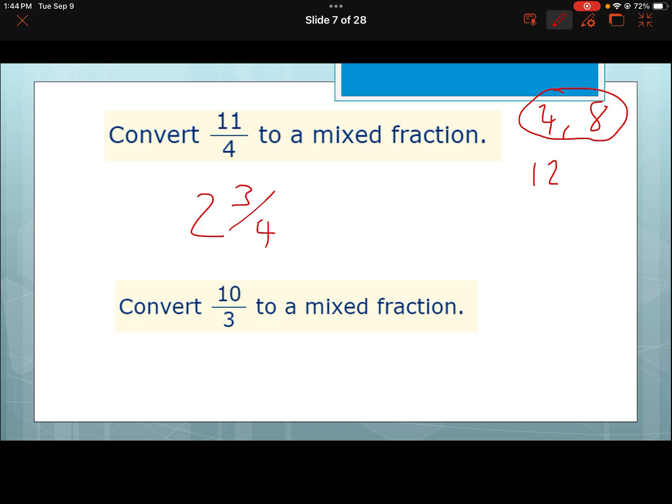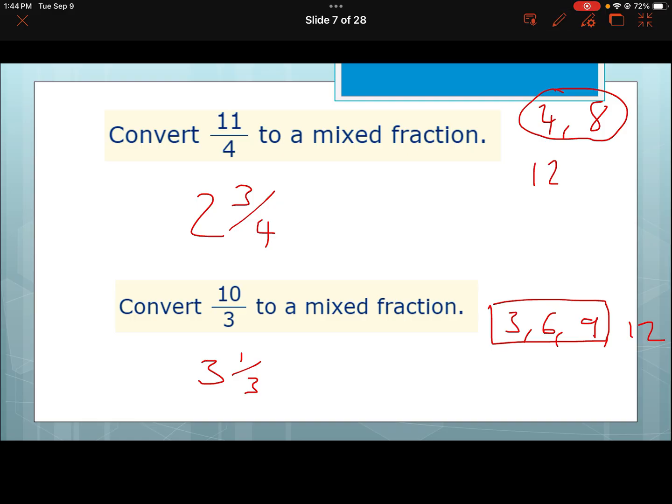Don't copy it. It's a bad habit. Okay. Convert 10 over 3 into a mixed fraction. How many times does 3 go into 10? It goes 3, 6, 9, and then obviously it goes to 12, but 12 is too many. So I've got 3, and from 9 to 10, how many do I have left over? 1. So 3 with 1 over 3.